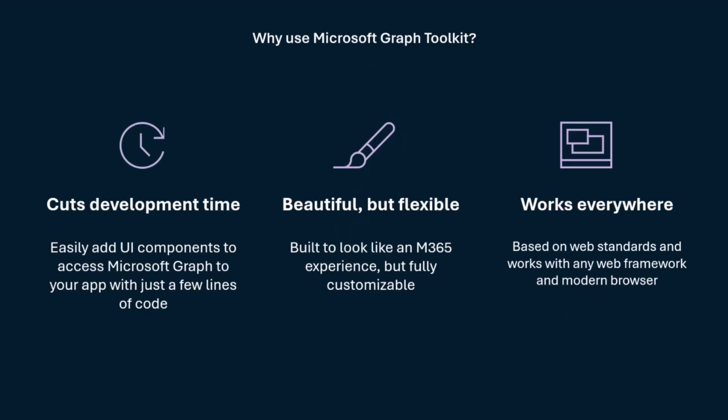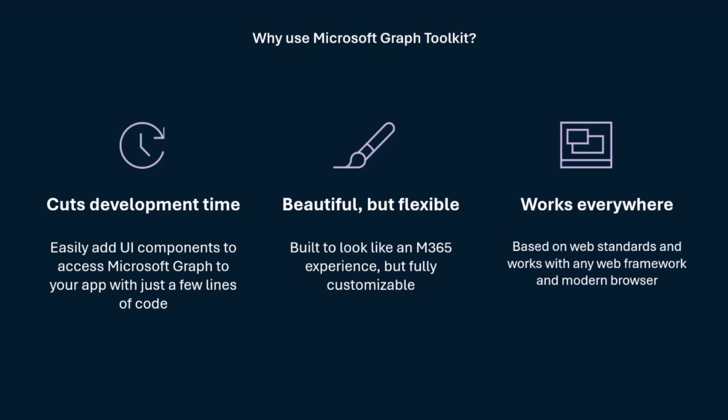Why would you care? First, it cuts on the dev time, right? It's easy to add UI components that automatically access Microsoft Graph with just a few lines of code. They're beautiful, but they're flexible. The look and feel that we provide out of the box is very similar to what you would expect from Microsoft 365 using Fluent and all the design principles we have here at Microsoft. But if you really want to bring them and make them your own, absolutely fine. You can rebuild or templatize or reformat or stylize any of the components that we have in the toolkit. And finally, it just works everywhere.